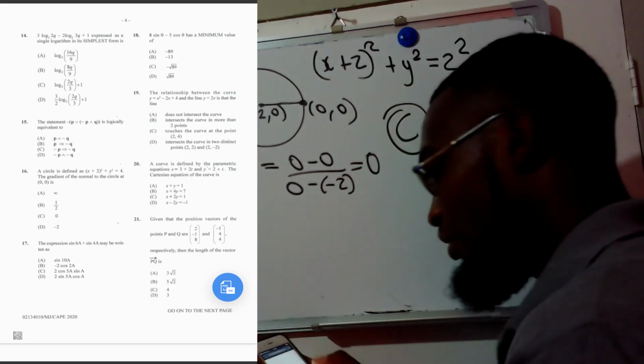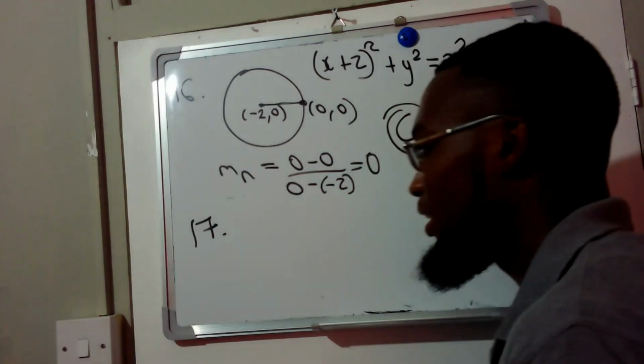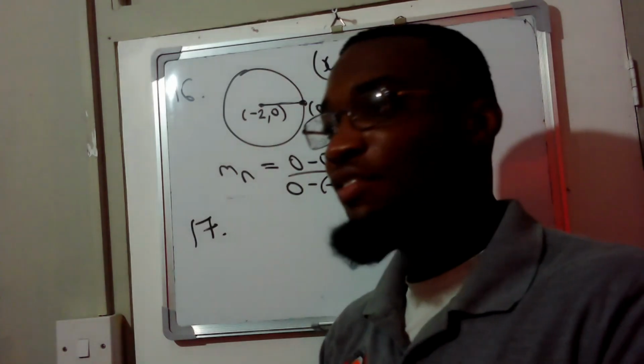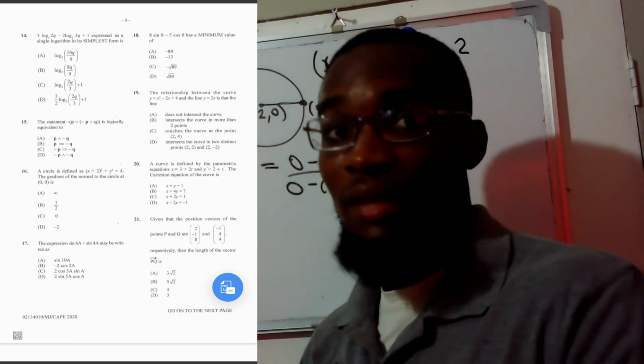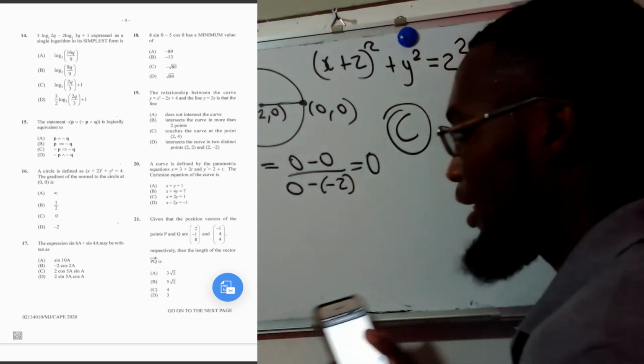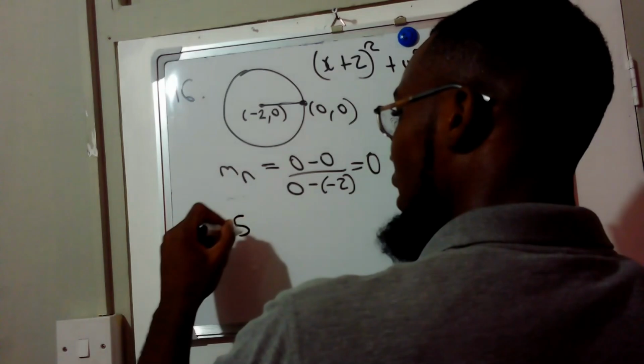Number 17 is my favorite formula to find the sum of two sines. The sum of two sines is twice the sine of half the sum times the cos of half the difference. That's number 17, so you want to remember this formula.